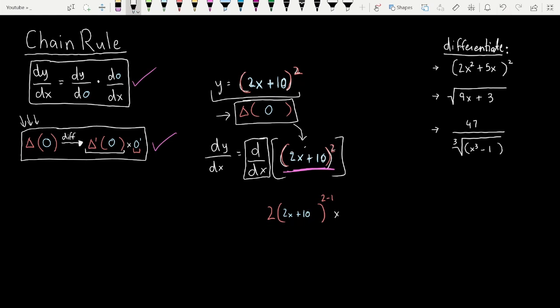I need to multiply it with the differentiation of the inner function, the blue stuff. And the blue stuff is basically 2x plus 10. So what do you get when you differentiate all of this blue stuff? I'm just going to make it a little simple for you.